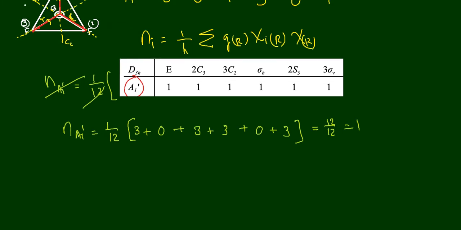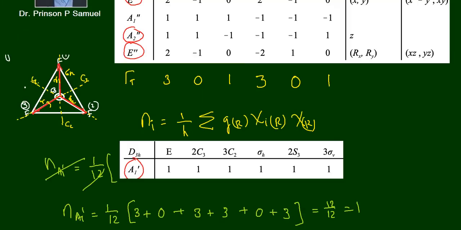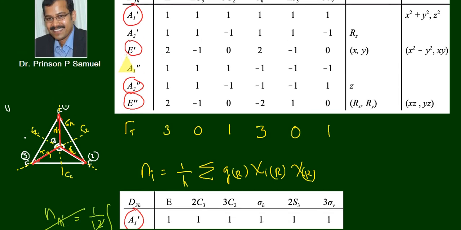And now I am going to calculate for the next, E dash, right? We can look here. Next is E dash. So when I am doing the calculation for E dash in the same way, let me put the characters corresponding to E dash here. Then I can calculate fast.